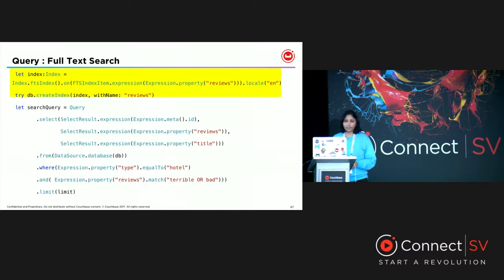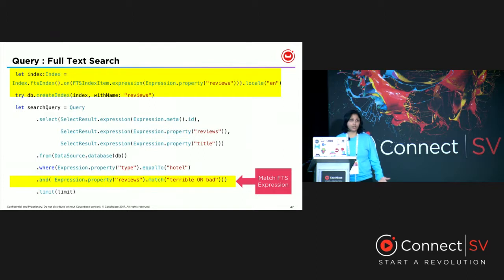You can specify the language. Then there are certain other options which are available, like whether you want to ignore the accents and so on, language-specific stuff. You create the index, and you have to do it up front before you run the query. And this is it, the match expression. If you've done SQLite, you're familiar with match, you use the same thing over here, and that is essentially full text search. This particular match expression is going to look for the words terrible or bad in the reviews.